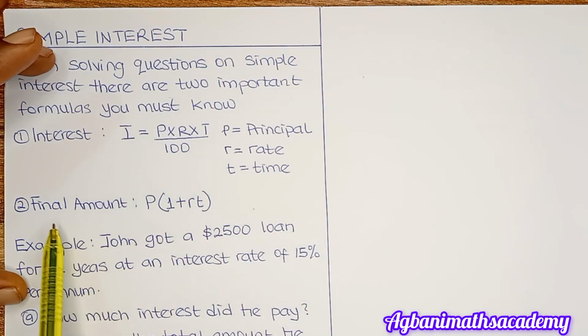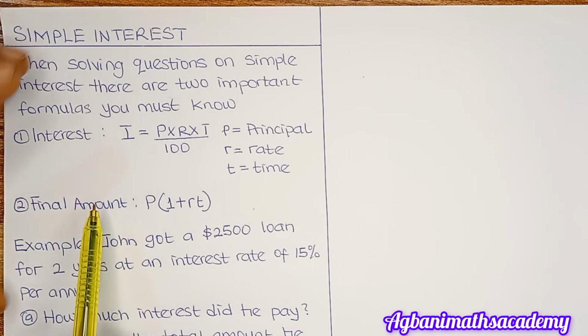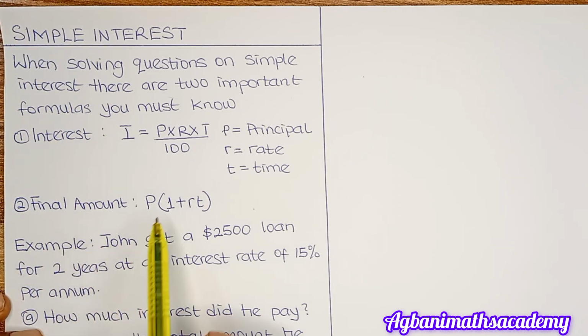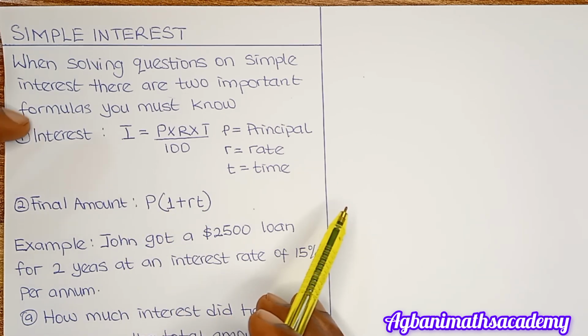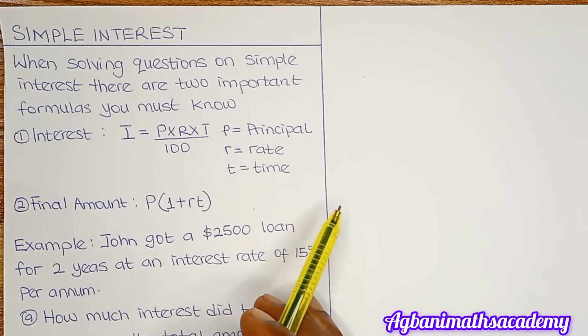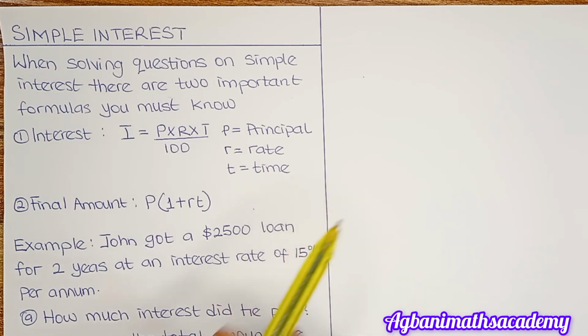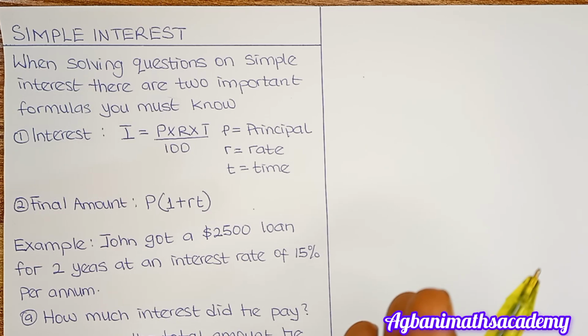The second important formula is the final amount, which is A equals P times parenthesis 1 plus RT. These two terms are different. The interest is the money added. The final amount is the sum of the money that was borrowed and the interest.